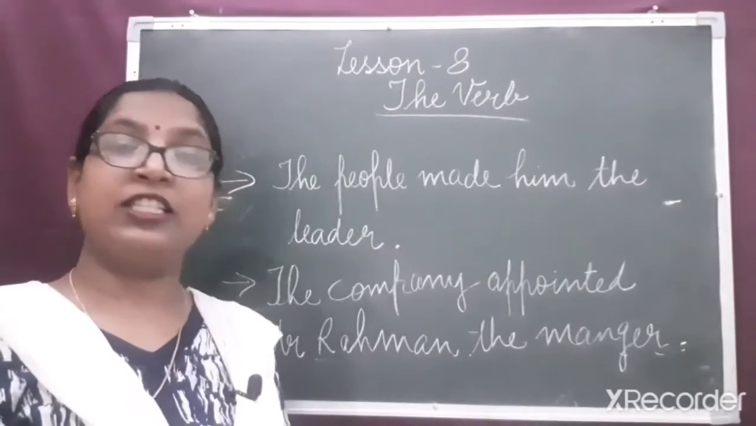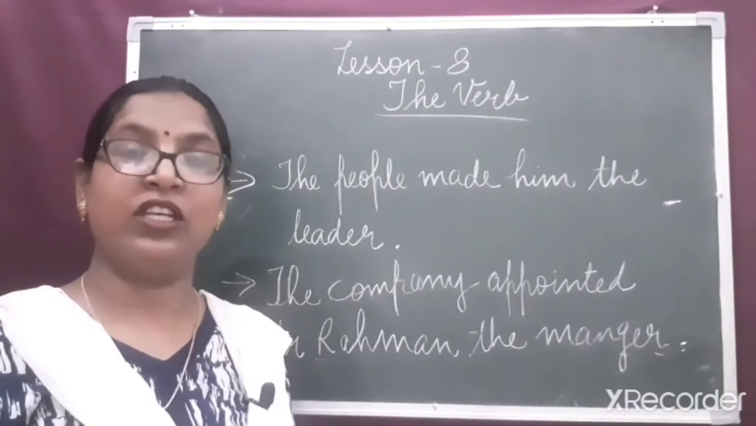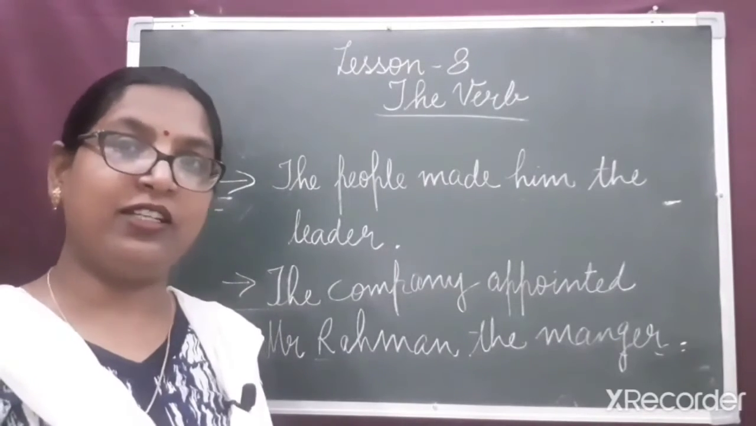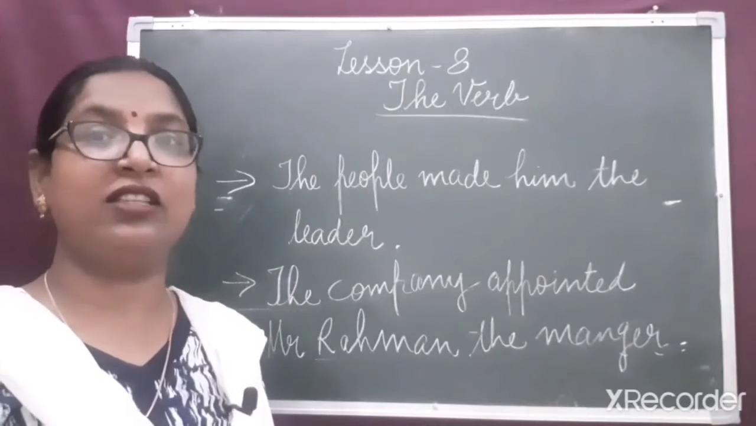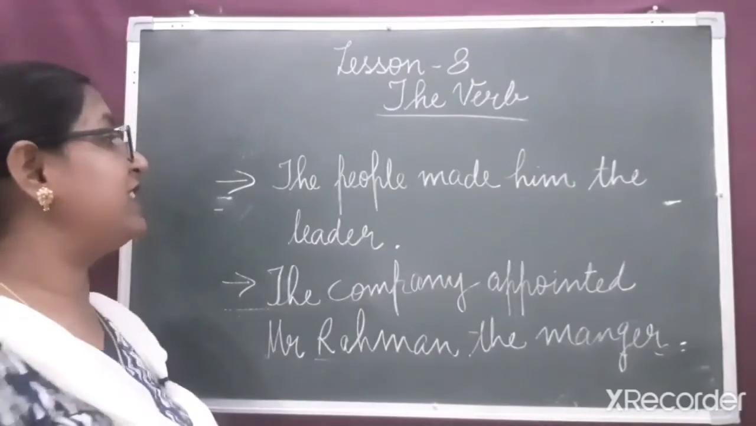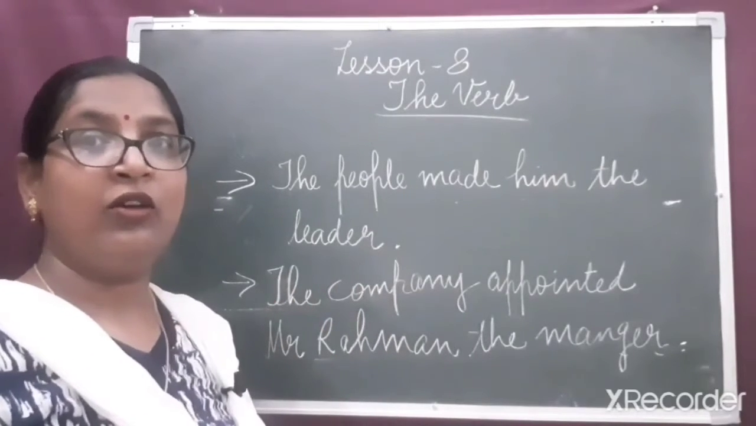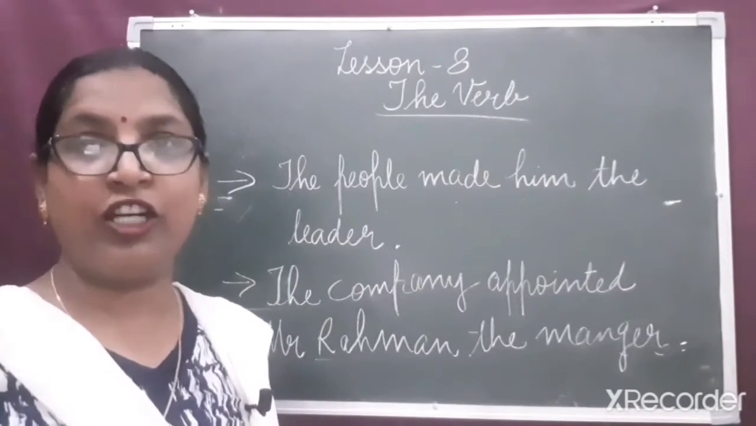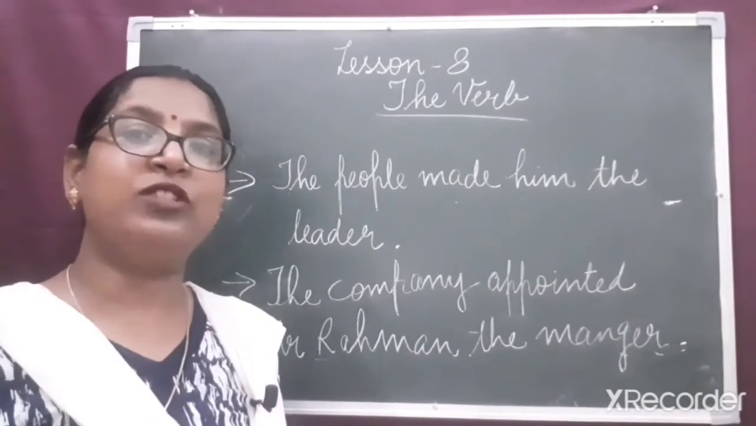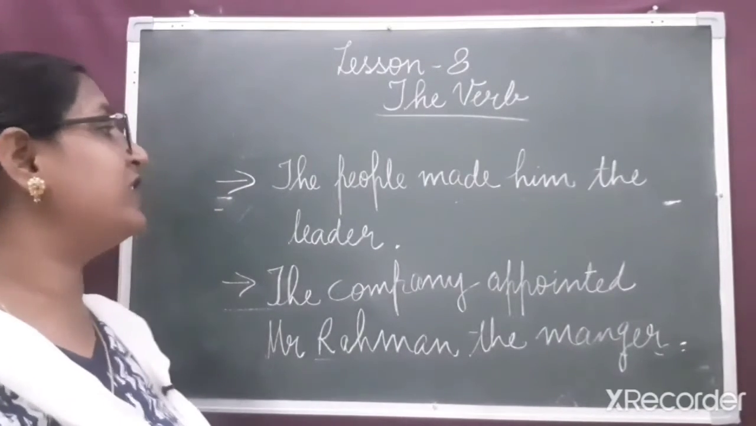Now dear children, some verbs of action can also take a complement after them. After the action verbs, we can see the complement. Without a complement, in some cases, the sentence is incomplete with action verbs also. Let us see these examples. The people made him the leader. Let us see in this sentence what the verb is, whether it is a transitive verb or an intransitive verb, what the object is, what the complement is, and what kind of complement it is. We'll study all this through this example.